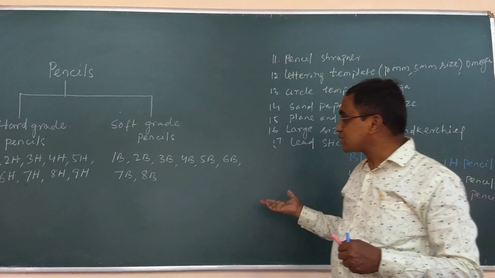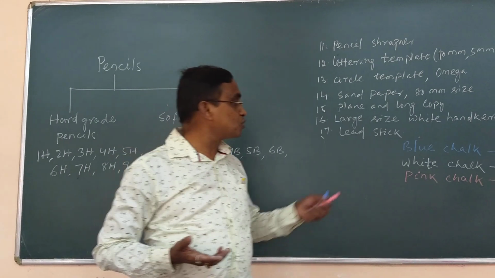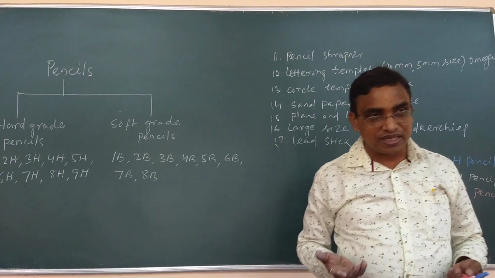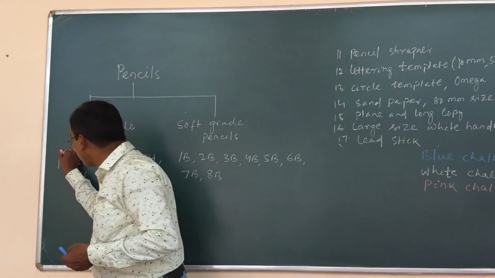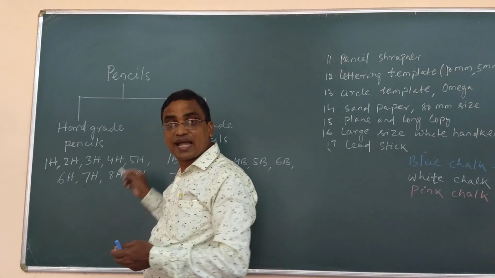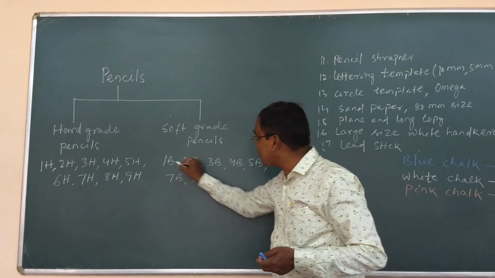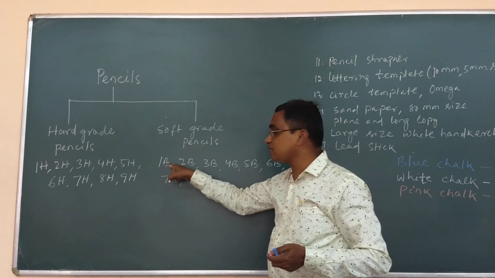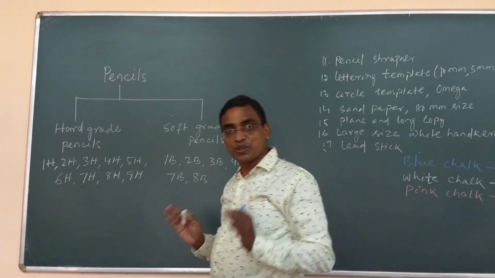Then after that we will discuss what are the various uses of pencils. Means where you use 1H pencil, where you use 2H pencils, and where you use HB pencils. If I say what is the difference between 1H and 9H? 9H is 9 times harder than 1H, and 8B and 1B, 8B is 8 times softer than 1B pencil. Clear? Okay, thank you.